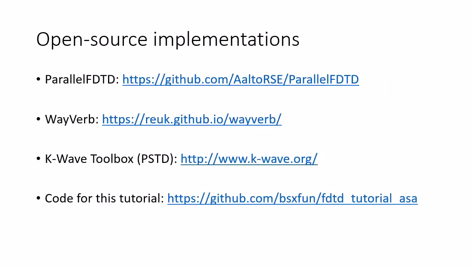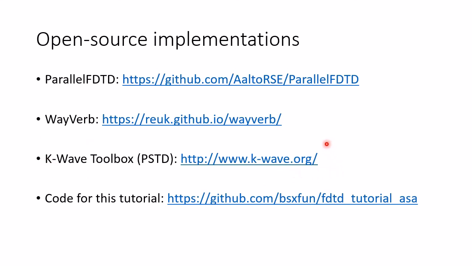There are open source implementations available for FDTD in 3D. Here are a few. The main one I would recommend right now is Parallel FDTD, which is from Aalto University. It was developed in 2014, but it's been updated recently to make it a bit easier to install, and it's updated for Python 3. WaveRib is another one that's interesting. This one works on NVIDIA GPUs only. This one is coded with OpenCL, so it actually works on different types of parallel architectures, including AMD GPUs and Intel CPUs or any kind of multi-core CPU.